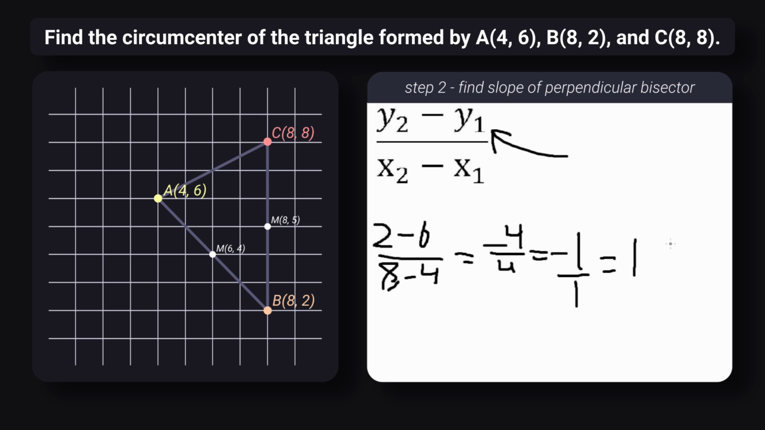And that's going to be really easy to work with in our later algebra that we're doing. So we know that the perpendicular slope of line AB is 1.